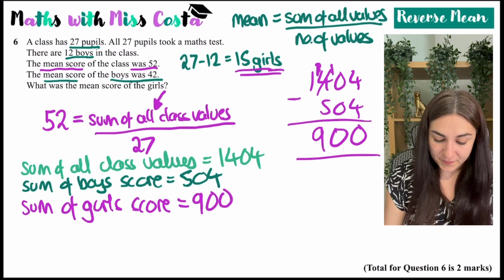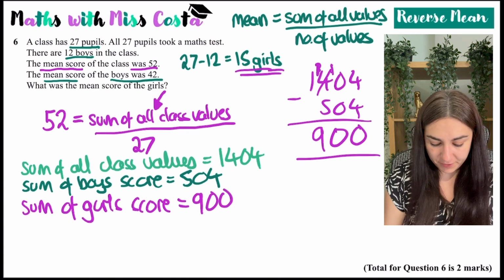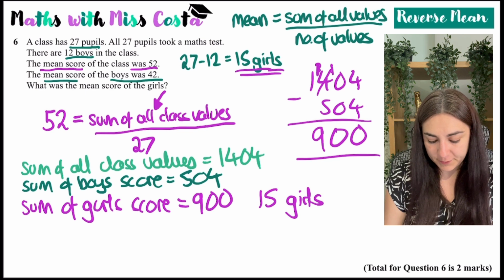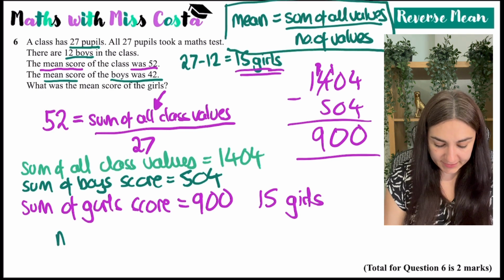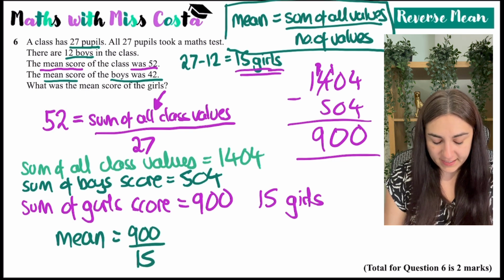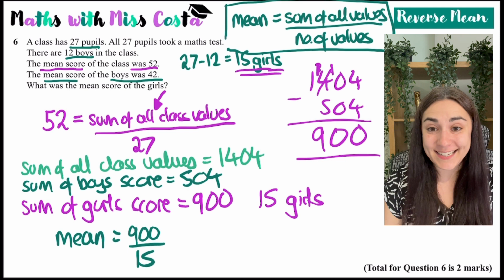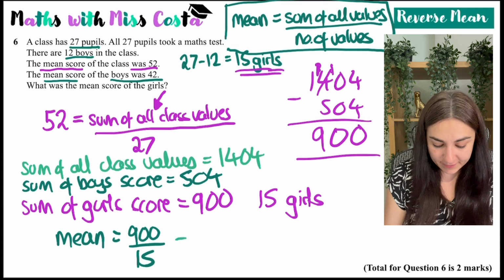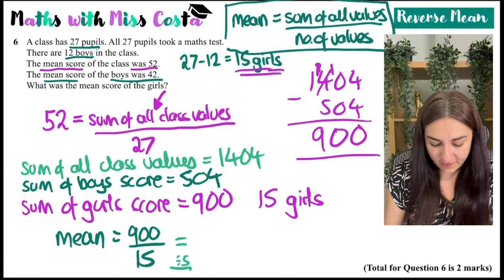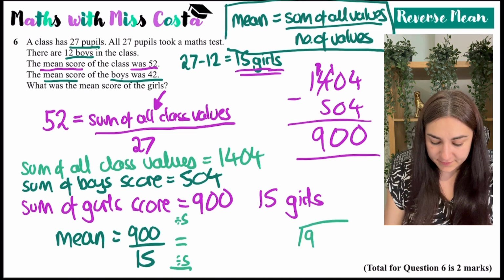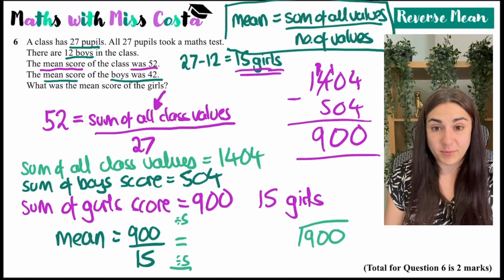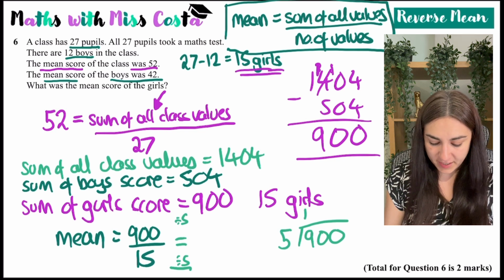Okay, so now I know the sum of the girls' scores. I also know that there are 15 girls, so I can use my mean formula to find that out. So the mean is going to be 900 divided by 15. And remember, non-calculator, the little trick is you just keep on simplifying the fraction. So I could divide everything by 5. Again, if you don't like division, just use the bus stop method. How many 5s go into 9? 1, remainder 4. 5s into 40 are 8.